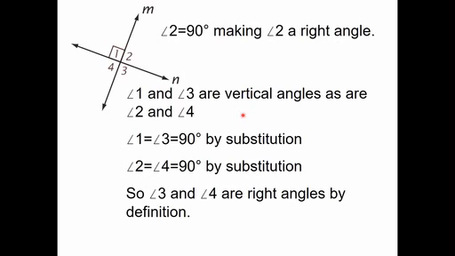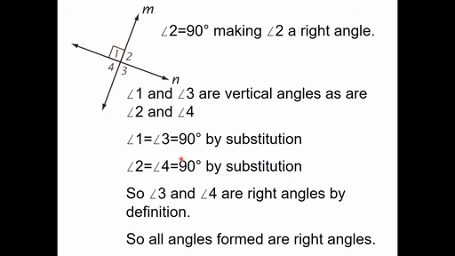That means 3 and 4 are also right angles. By definition of a right angle, it equals 90 degrees. So now we had given that 1 was a right angle, 2 is a right angle, we proved, and now we've got 3 and 4. So we've proven our theorem that says perpendicular lines, M and N, form 4 right angles.